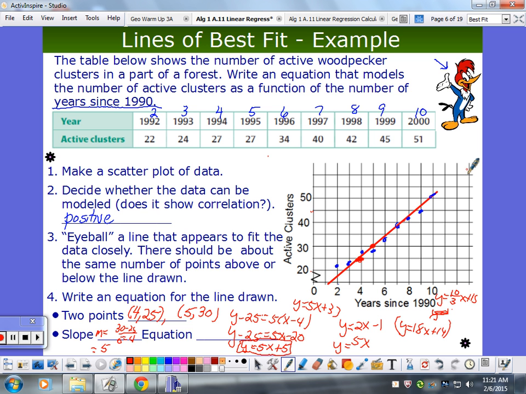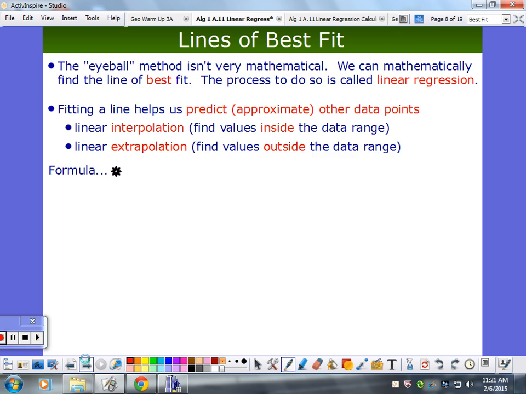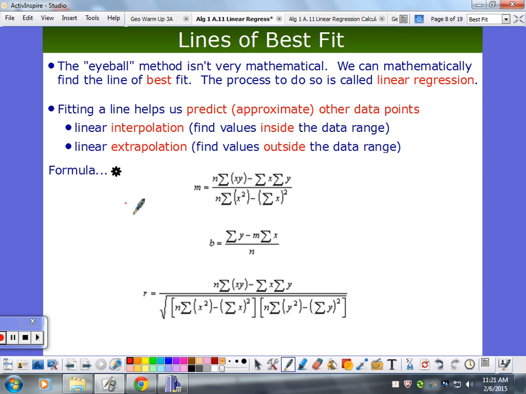We call that extrapolation. We're going to be way up here. So that's why we want these lines. This is how you find the line of best fit.